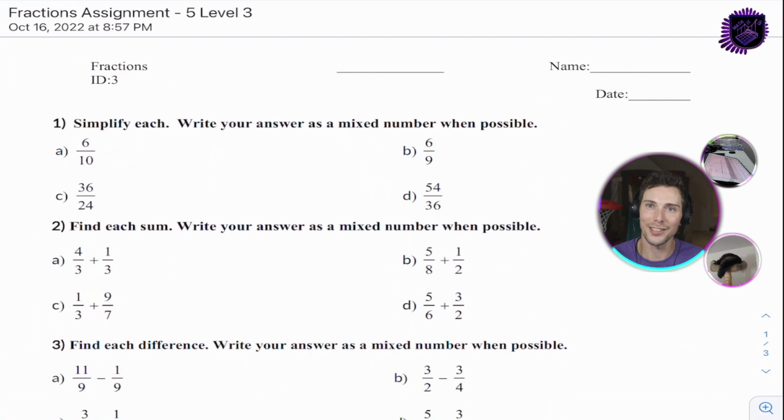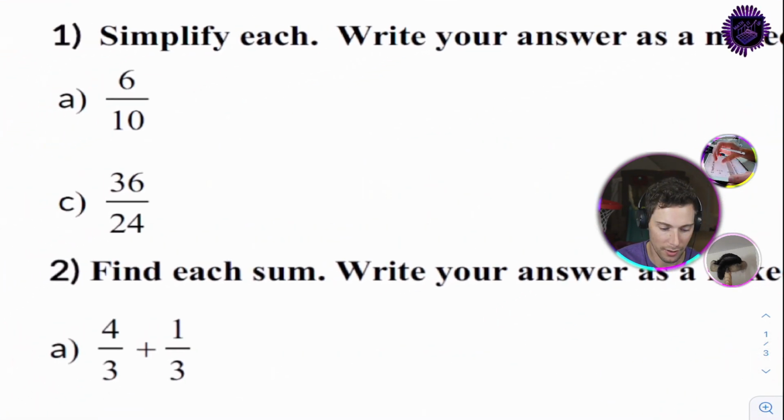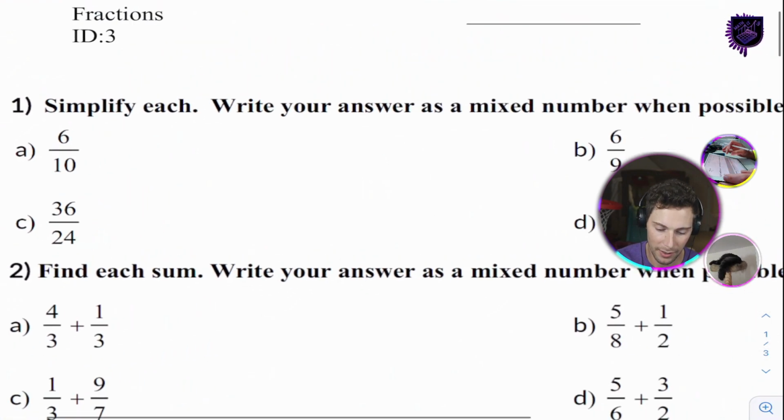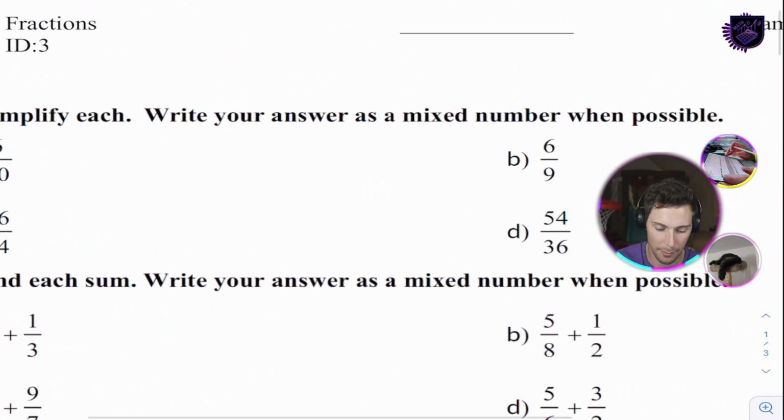Today, assignment fraction 5, and we got a few different skills, adding, subtracting. Today we're gonna go over and include mixed fractions and improper fractions. So yeah, I'm gonna get started. First question, 1a. We're simplifying and writing as a mixed number if we have to.